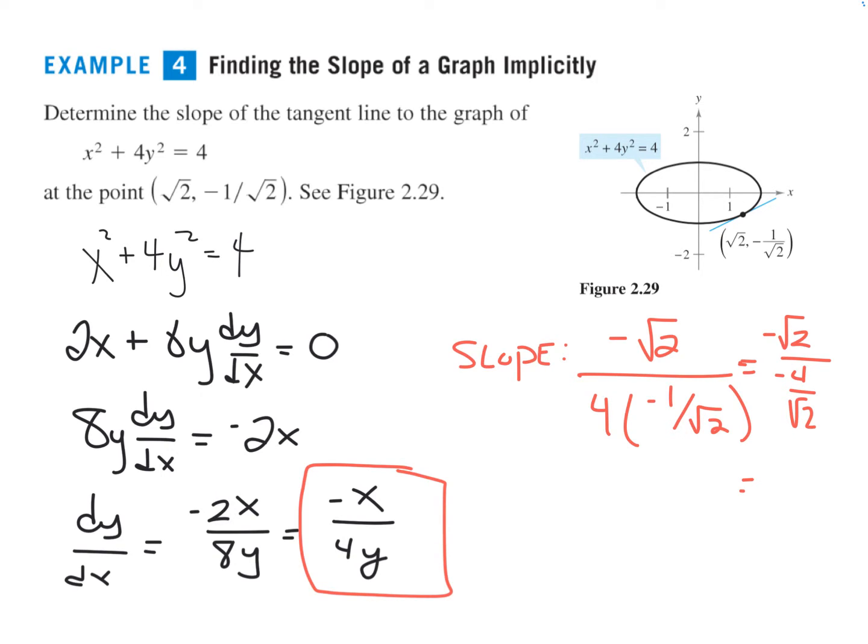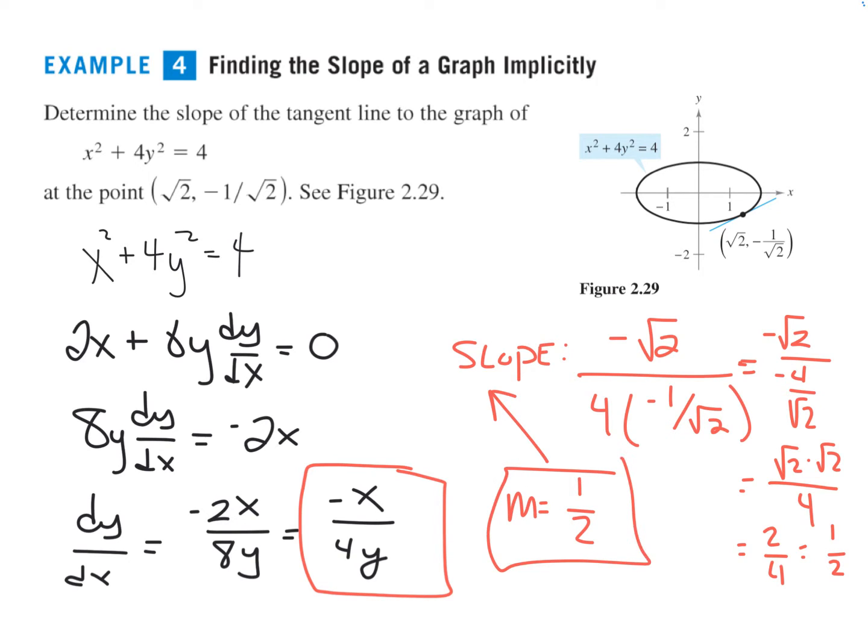And with some algebraic simplification, we get square root of 2 times square root of 2 over 4, or 2 over 4, or 1/2. So the slope m is equal to 1/2. And if you look at the graph right here, this little graph shows, it looks like it's going to be about 1/2.